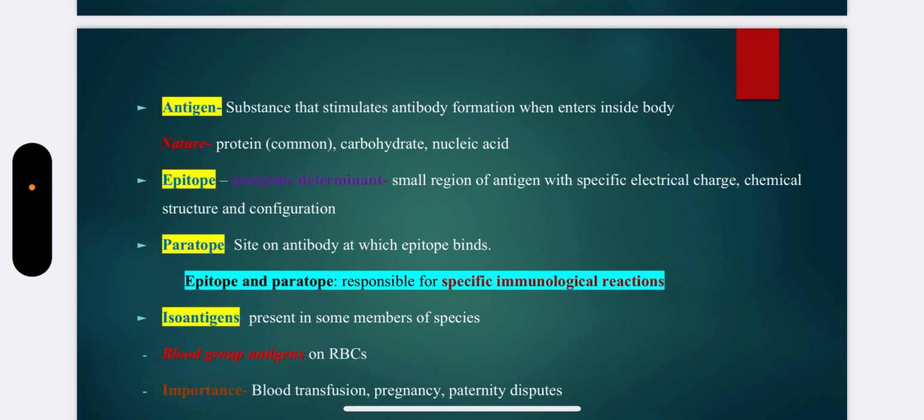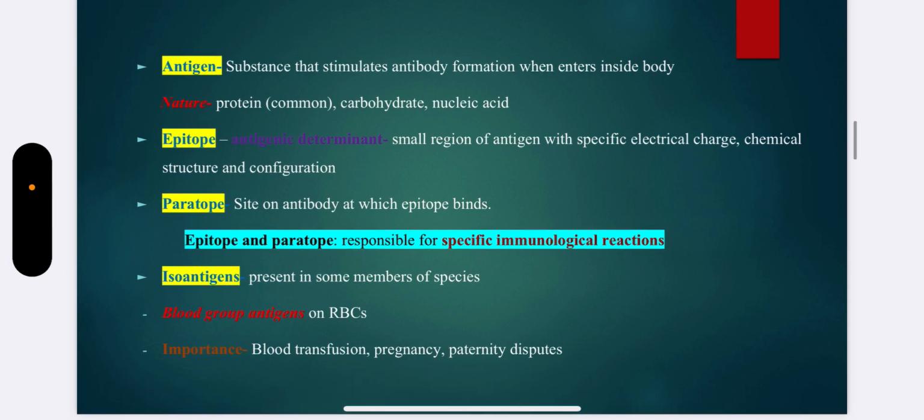Now what is an antigen? It is a substance that stimulates the formation of antibody when it enters the body of a person. Now the antigenic determinant is the epitope. It is a very small area of the antigen with specific electrical charge, chemical structure, and configuration. What is a paratope? It is the site on the antibody at which the epitope binds.